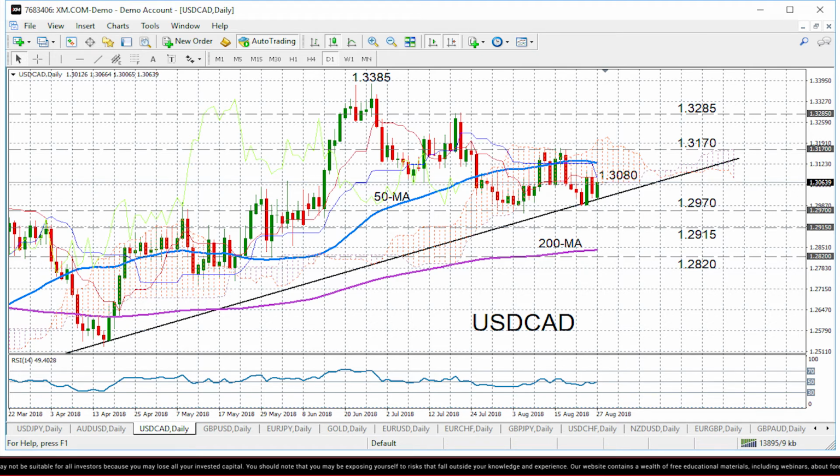At the moment, the medium-term picture is still holding pretty much as bullish, or just about. We can see prices have been consolidating since late June. Support below that trend line should come around 1.2970. Below that, we have another congestion level around 1.2915, and then we've got the 200-day moving average just above another previous support level around 1.2820.